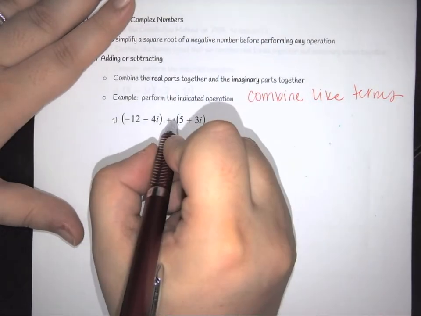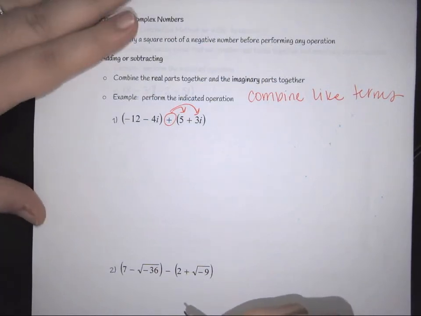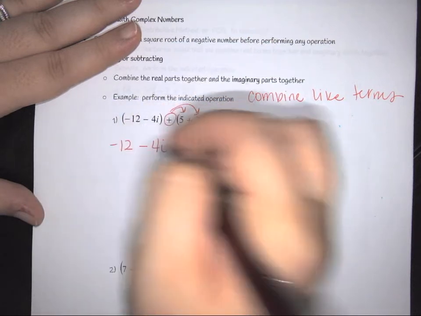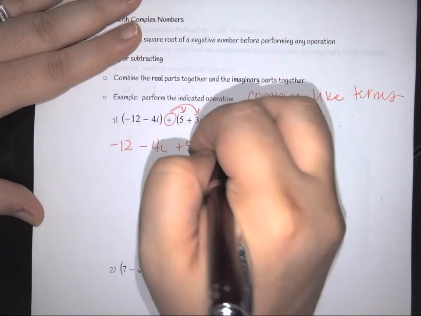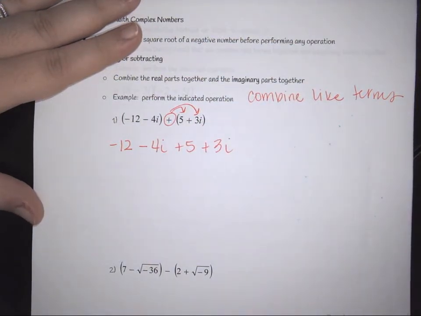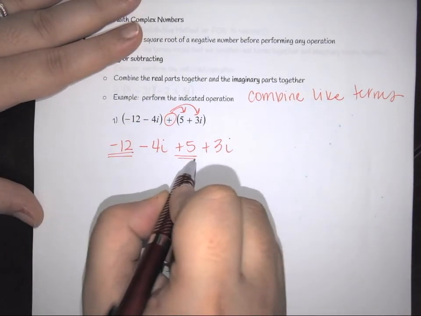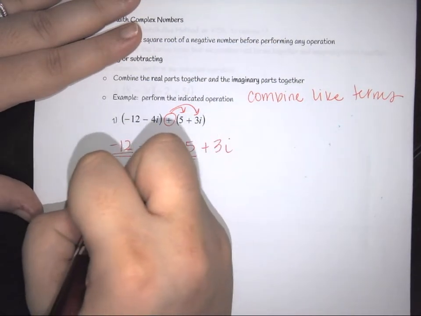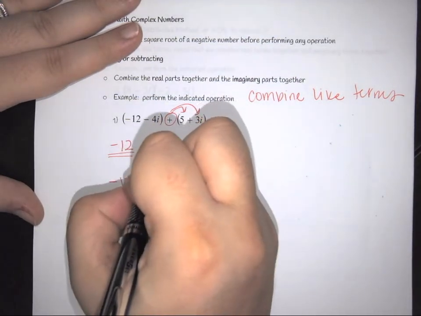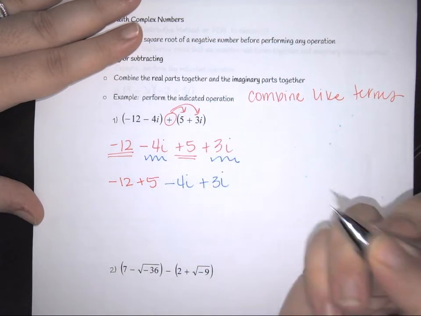So in this case, I have this positive here, which has to flow through my back parentheses just like normal. So I'm going to be left with negative 12 minus 4i plus 5 plus 3i. Combining like terms says reals to reals, imaginary to imaginary. So I have my reals up in front, so this is actually negative 12 plus 5. And then I have my imaginaries, so I have the i terms, so minus 4i plus 3i.